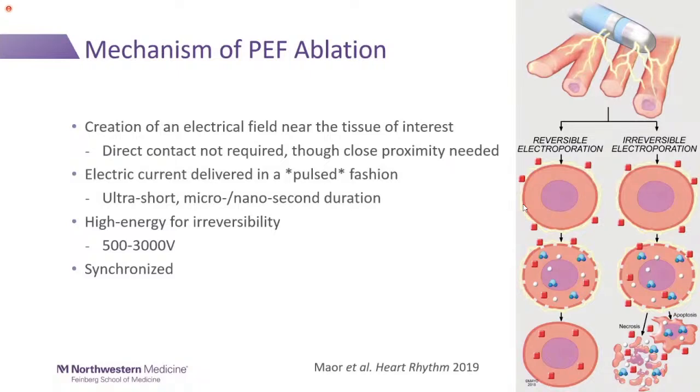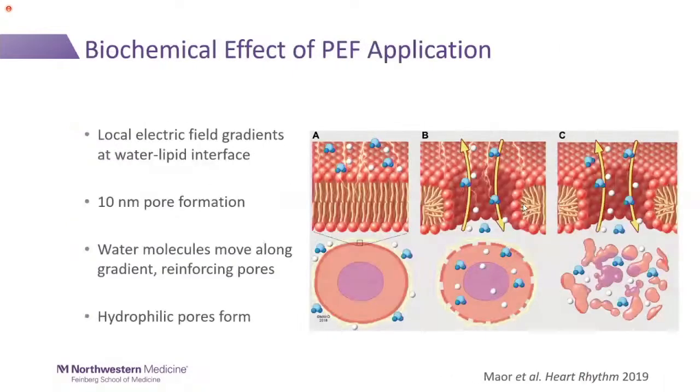And how is that done? Basically, the idea is to create an electric field near the tissue of interest. You don't necessarily need direct contact, although a closer contact is better. An electric current is delivered in a pulsed fashion, and I'll show you what that looks like in just a second. High energy for irreversibility, and it's delivered in a synchronized fashion. That seems sensible.